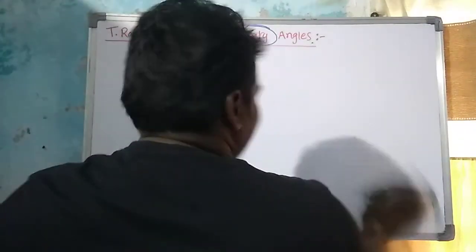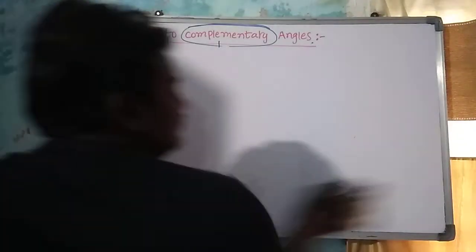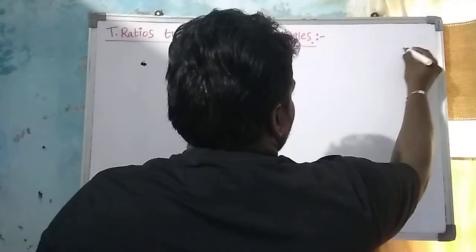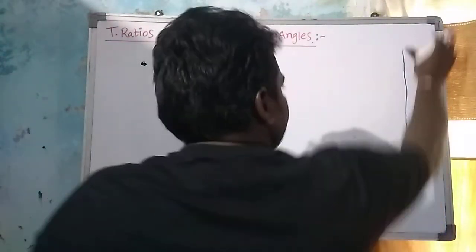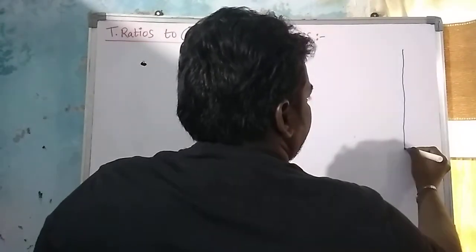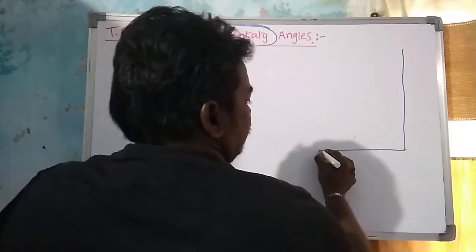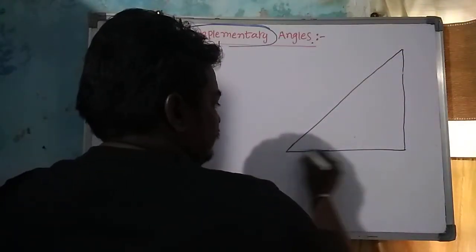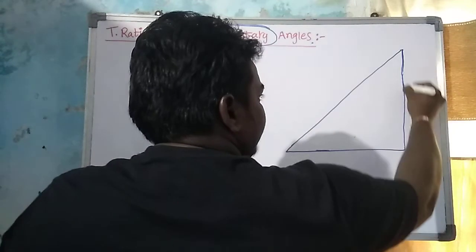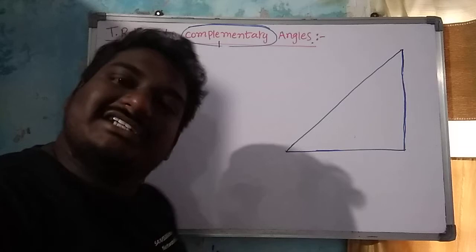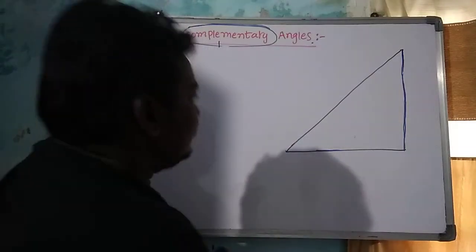Let us take a right angle triangle first. I will draw it like this. I have discussed this in similarity, and in the same way we can discuss it here. Actually, similarity leads to trigonometry.